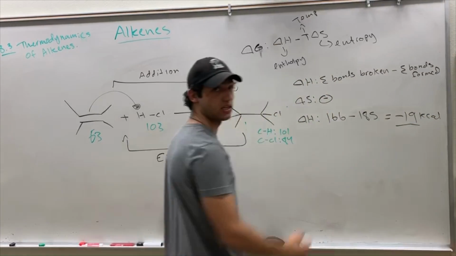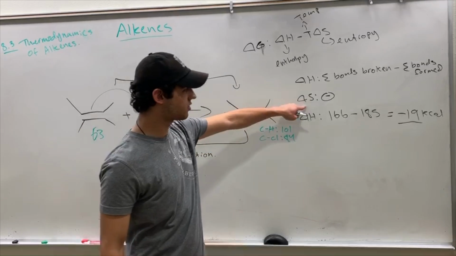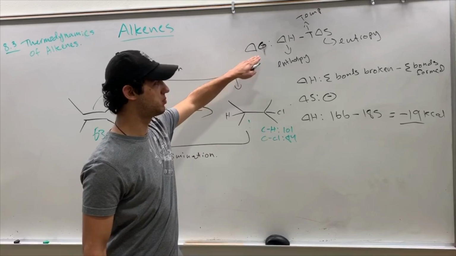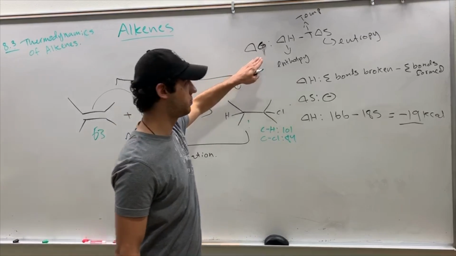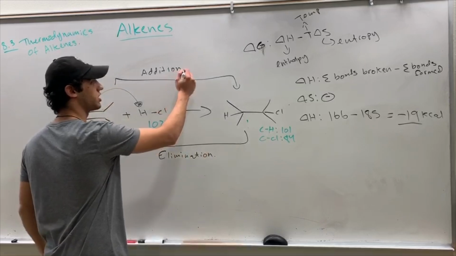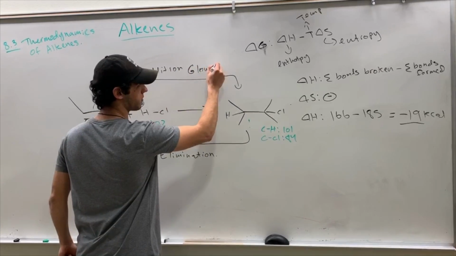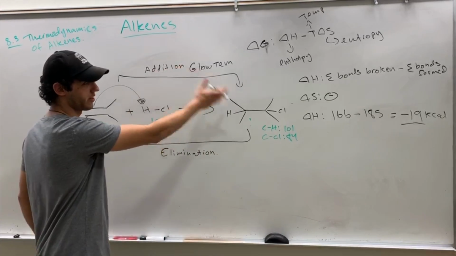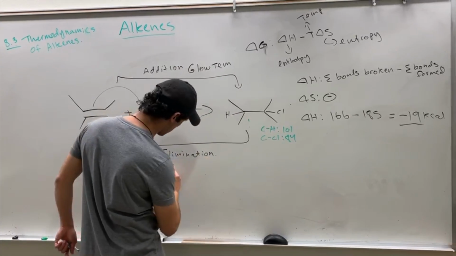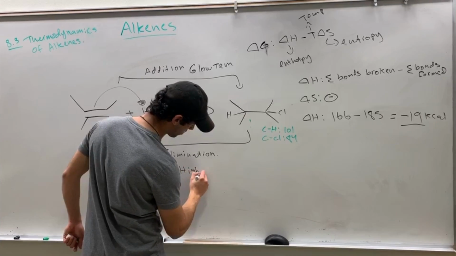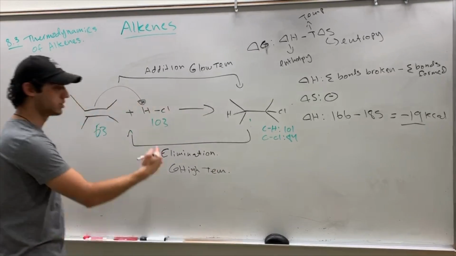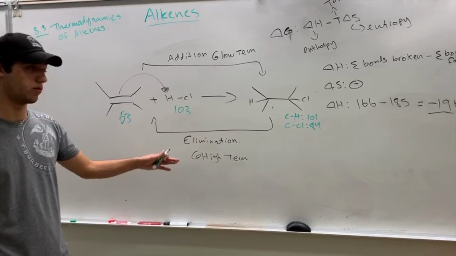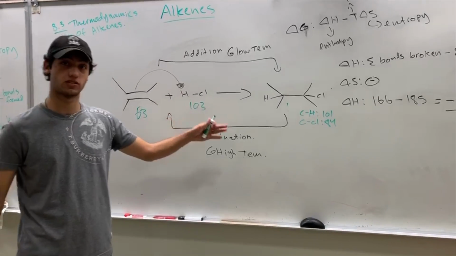So my delta H is negative, and my entropy is also negative. In this case, for it to be spontaneous, I have to be at low temperature. So I know the reaction at low temperature would be spontaneous and would give me an addition. And vice versa, at high temperature, I would go back to elimination. And that's why alkenes are beneficial, because I can control them from elimination to addition just based on temperature.